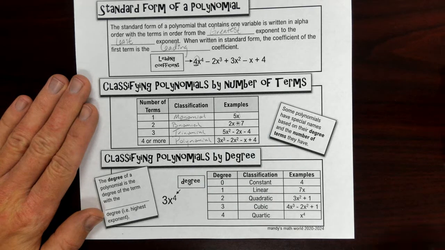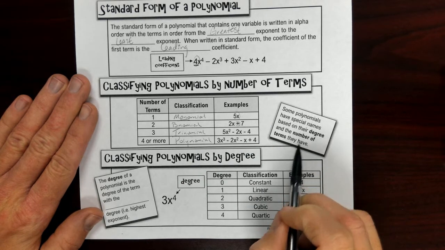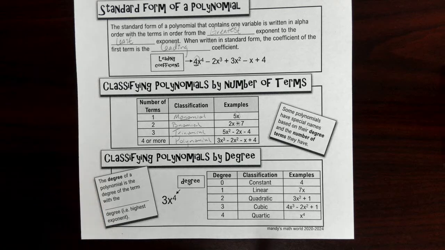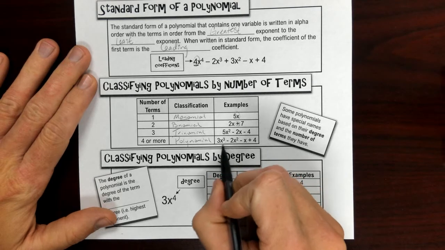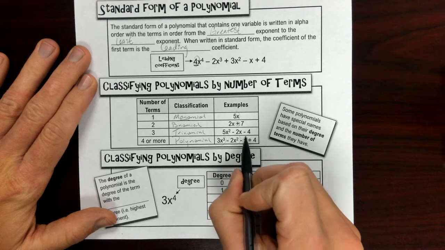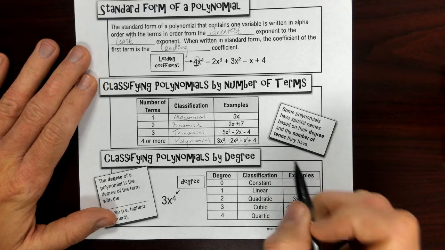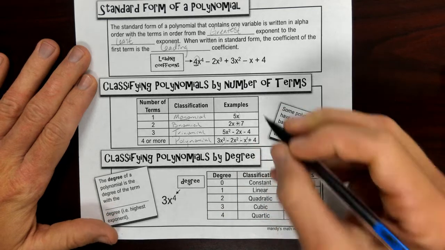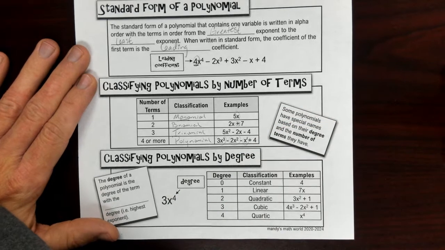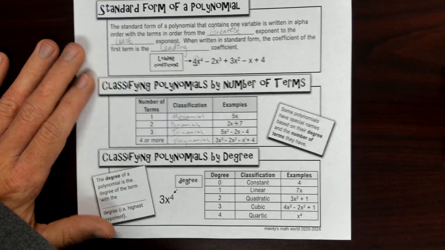Some polynomials have special names based on their degree and the number of terms they have. Okay, we'll get into more of that later on. Alright, but we have four terms here, 3x squared, 2x squared, x to the first power. Okay, we just don't write it. It's understood. And then 4. Okay. Now, let's talk about polynomials based on degrees.